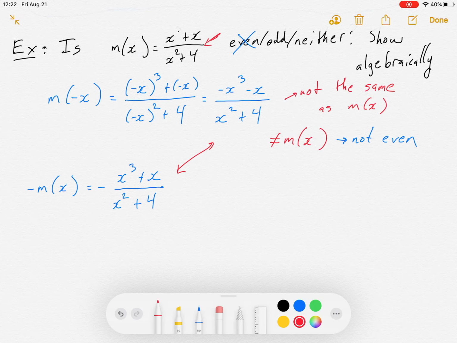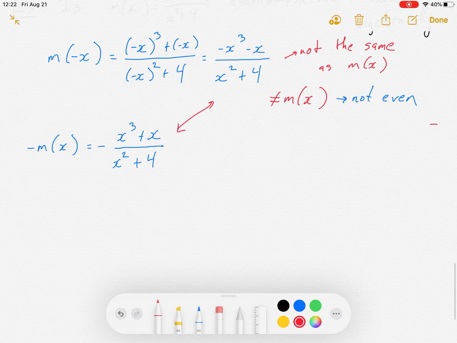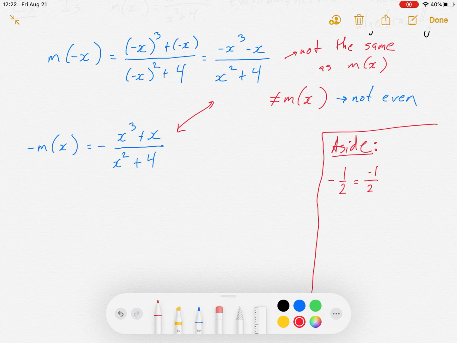So kind of as an aside over here, this is not part of the problem in any way. It's just to prove something to you. If I have something like -1/2, this is the exact same thing as -1/2, which is also the exact same thing as 1/2. If you don't believe me, you can plug all of those into the calculator and you should end up with -0.5 each time.